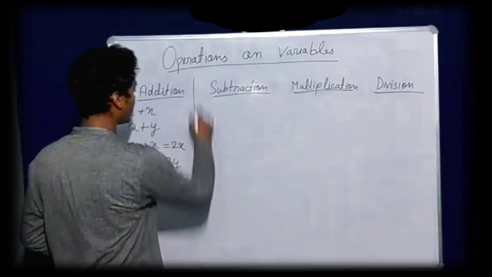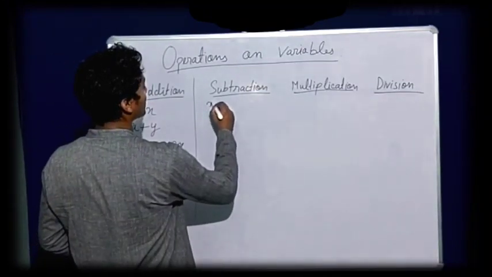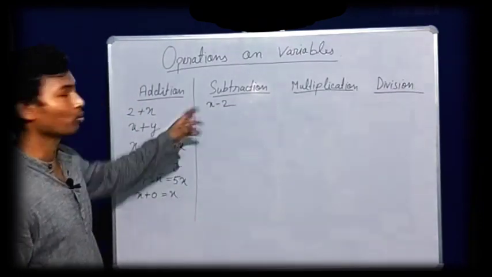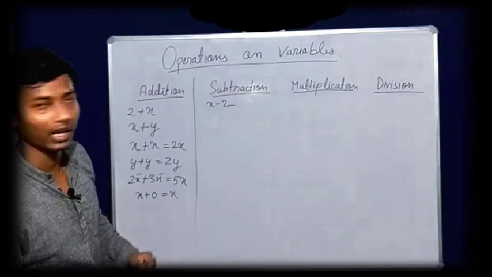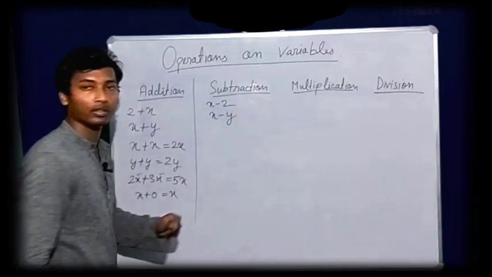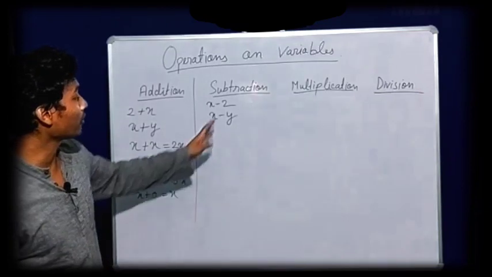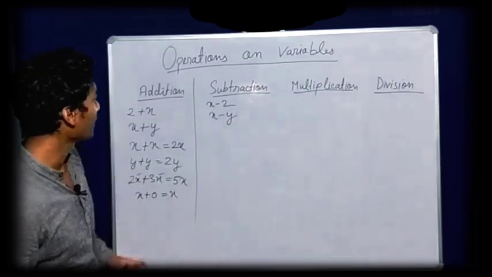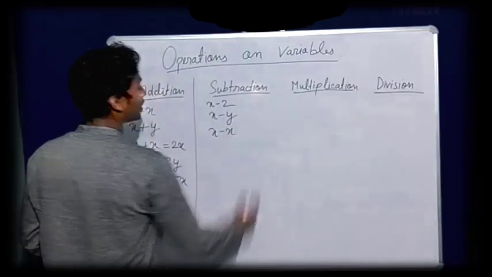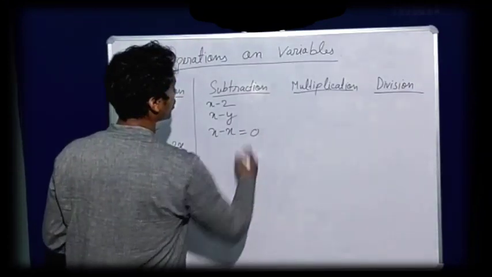Now let's look at subtraction. So we can do x minus 2. Here 2 is being subtracted from x, so whatever the value of x, from that we are going to subtract 2. We can do x minus y. So for any value of x, there is some other value of y, we can subtract and get the value for x minus y. Then x minus x, both are the same, so it will result in 0.